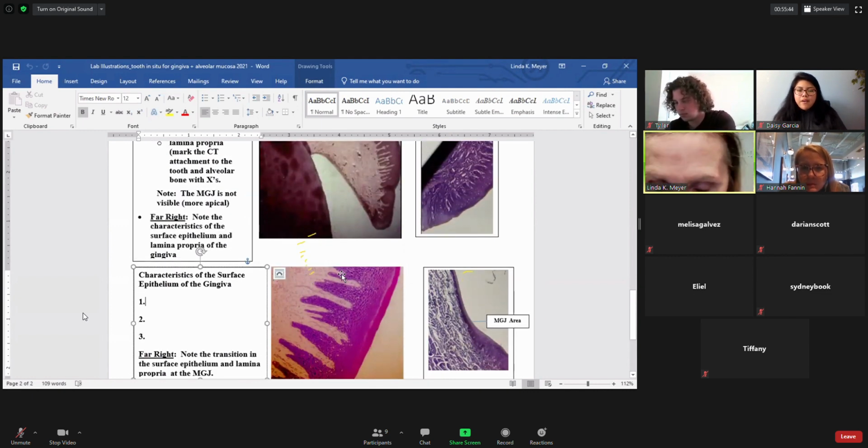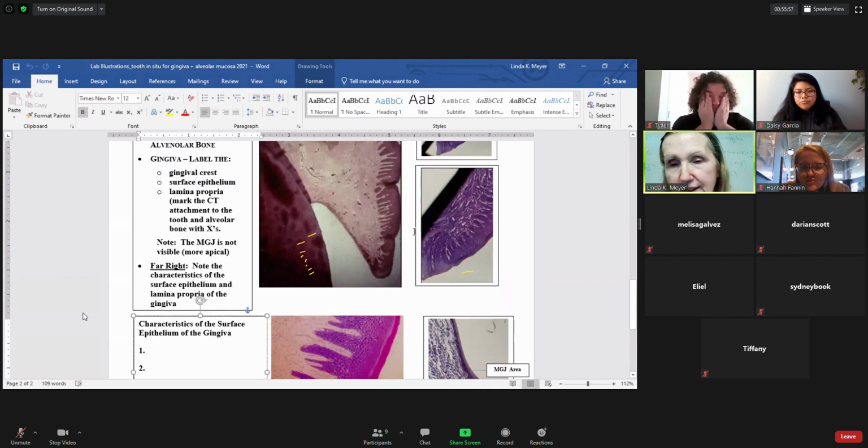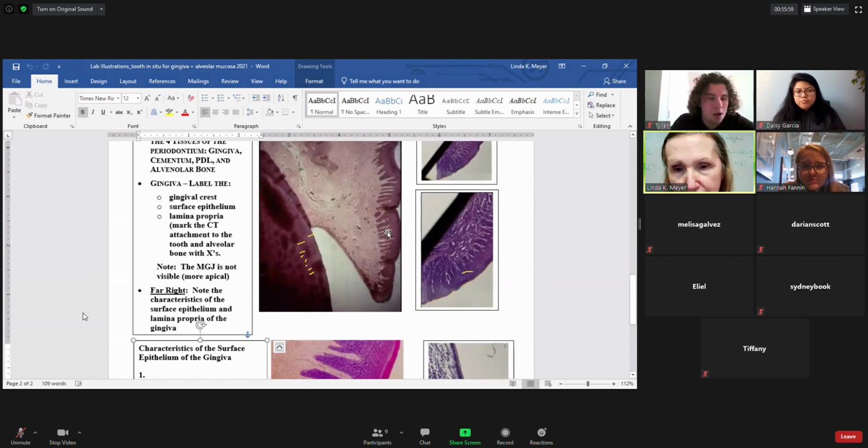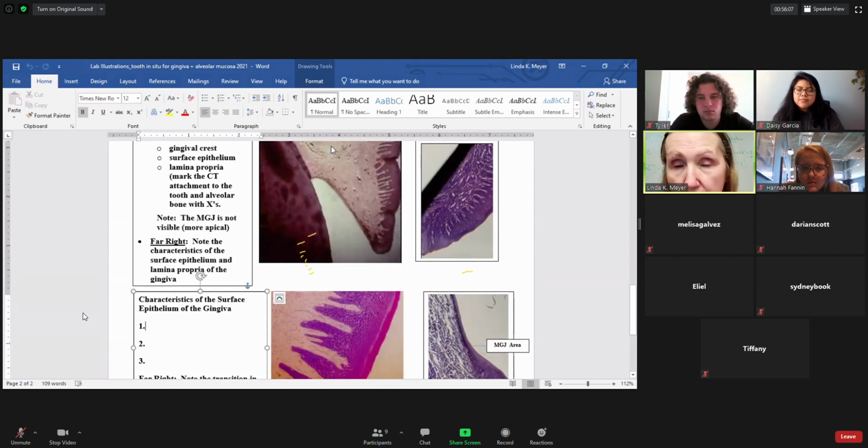So this part was just kind of finishing up the regional differences of the different areas of oral mucosa. So you would just have to recognize the features of the gingival epithelium and the lamina propria. You won't have to label sulcular epithelium and junctional epithelium and so on.